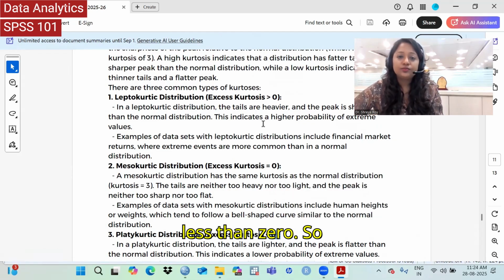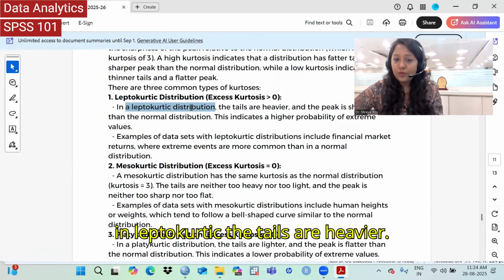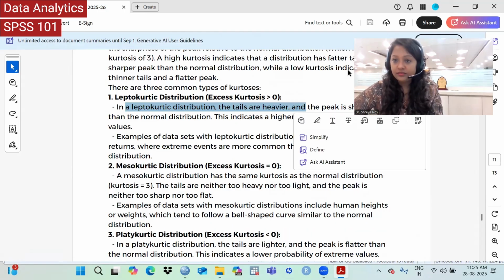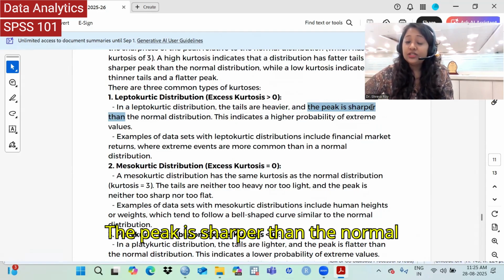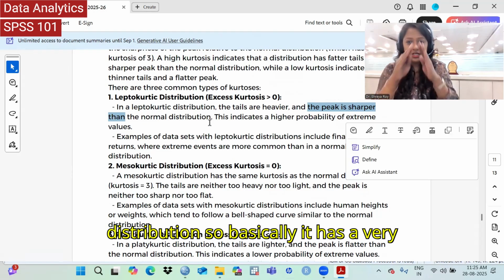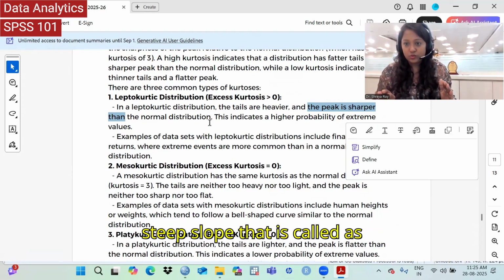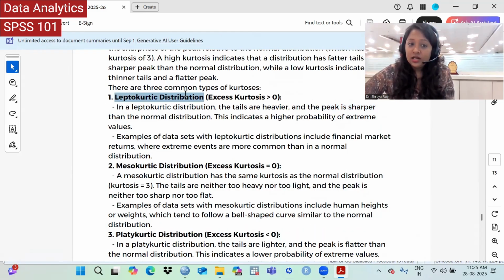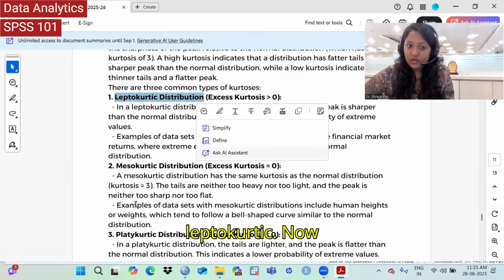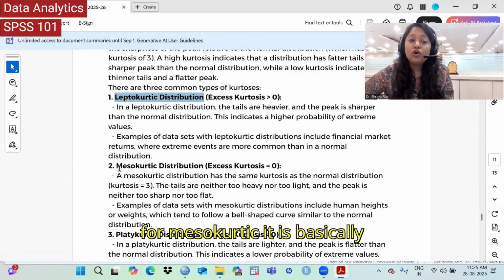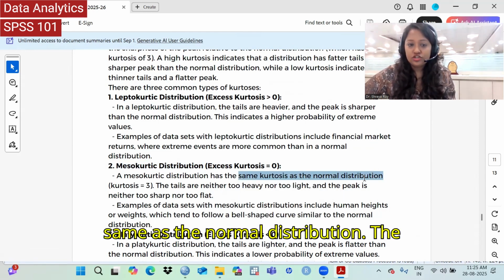Okay? So, in leptokurtic, the tails are heavier. Okay? The peak is sharper than the normal distribution. So basically, it has a very steep slope. That is called as leptokurtic. Okay? Now, for mesokurtic, it is basically same as the normal distribution.